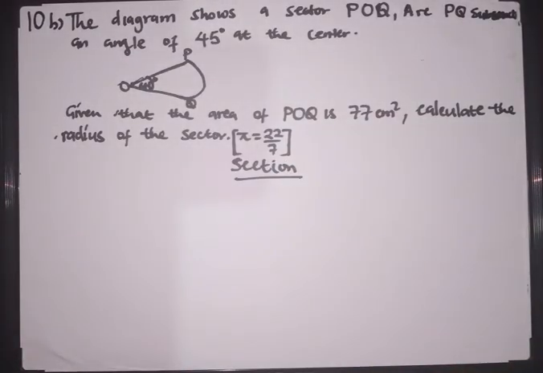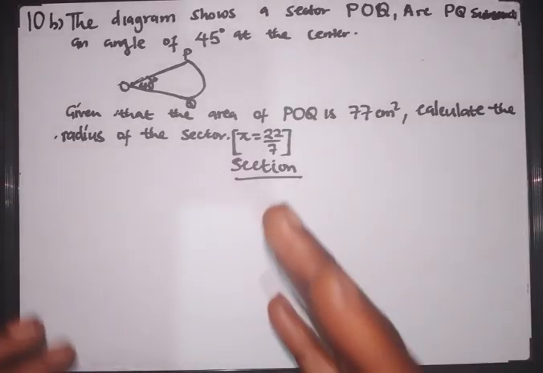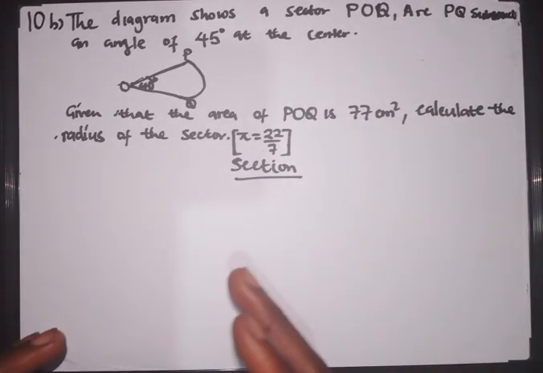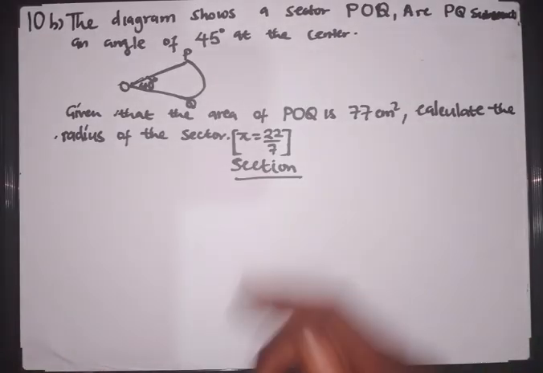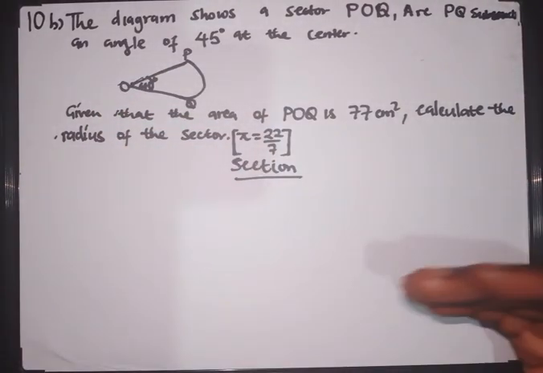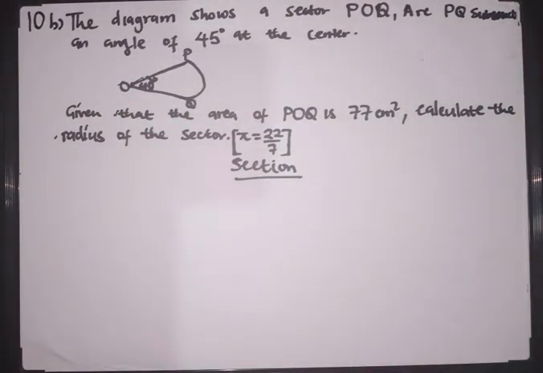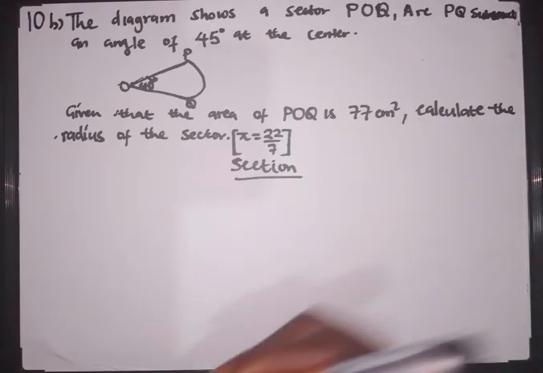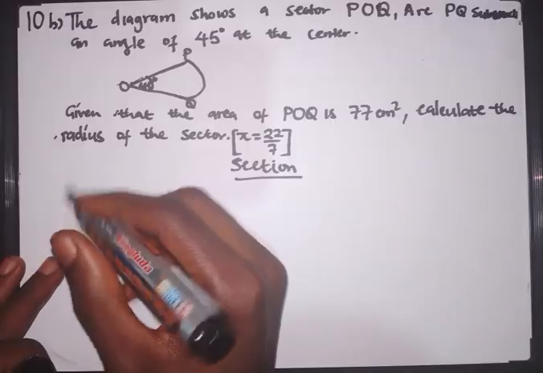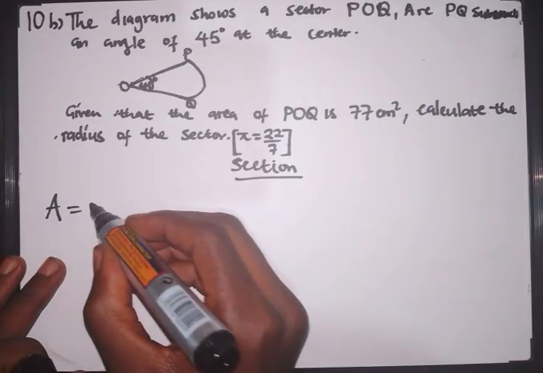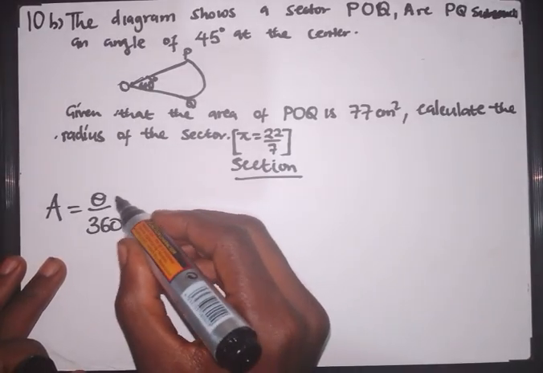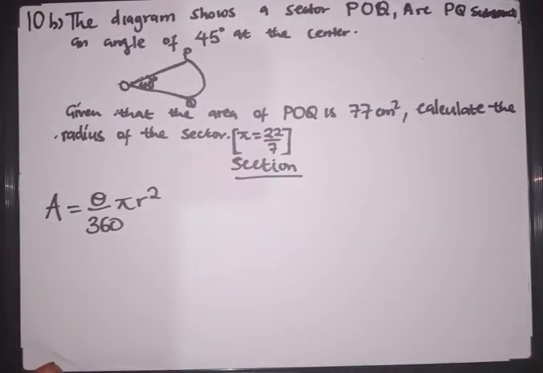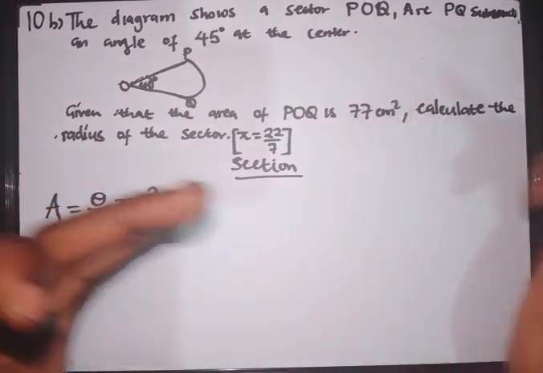Basically the area of a sector is related to the area of a circle. But here the only difference is that this is not a full circle, so we have to cut the circle. The formula we use is area is equal to theta over 360 times pi r squared. Most of you know this part, pi r squared, the formula for the area of a circle.